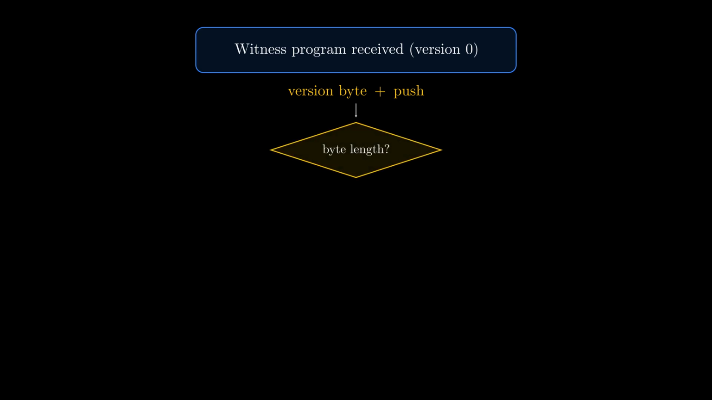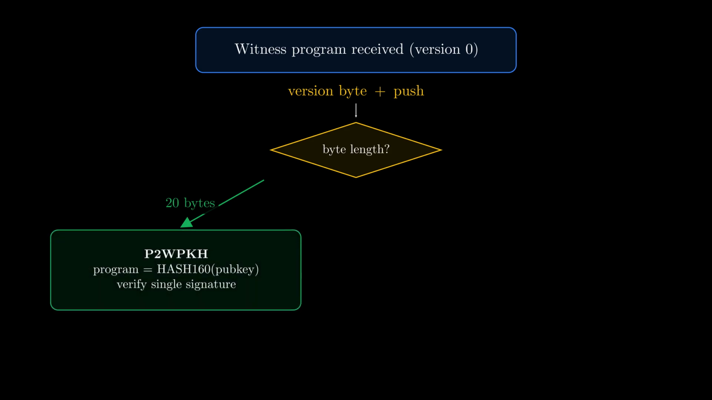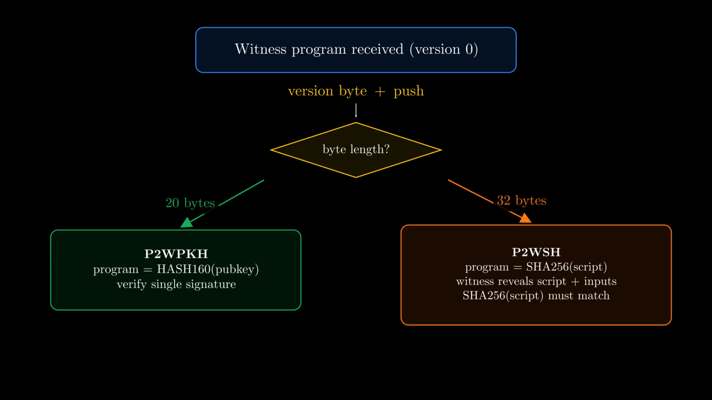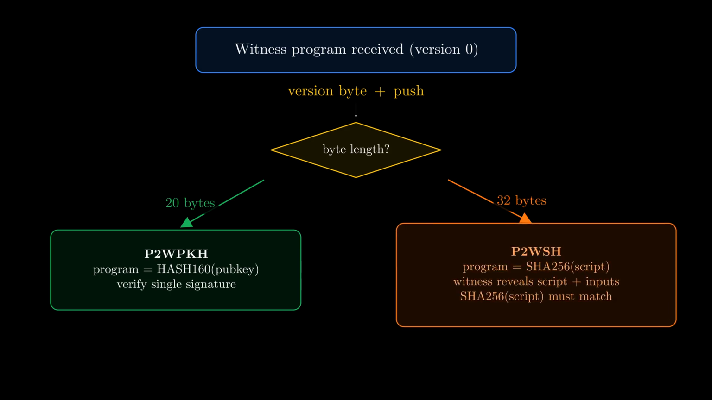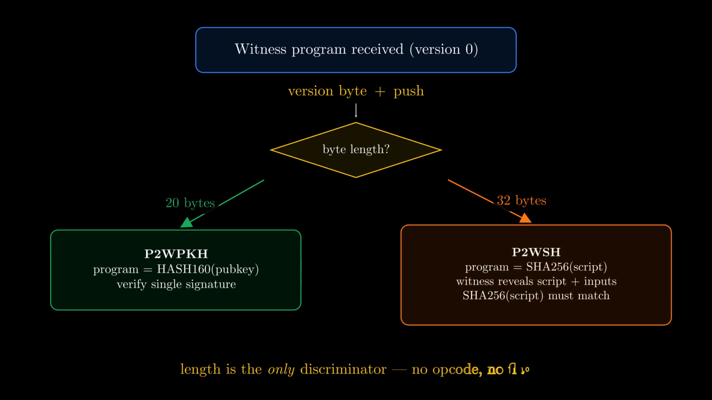Both native types share the same pattern, version byte plus a push. So how do nodes tell them apart? By length alone. After the 0 version byte, 20 bytes means treat the program as a public key hash, P2WPKH, verify a single signature. 32 bytes means treat it as a script hash, P2WSH; the witness must include the actual script plus its inputs, and the script's SHA-256 must match. Length disambiguates the twins. No opcode, no flag, just byte count.